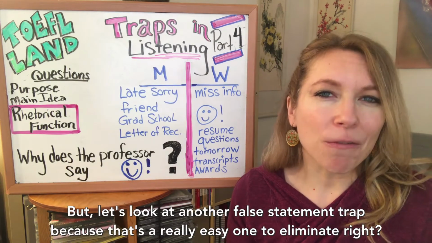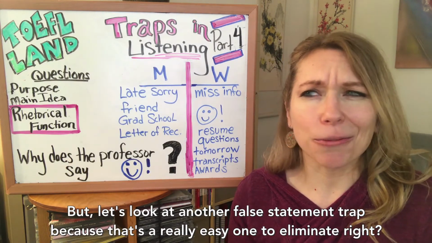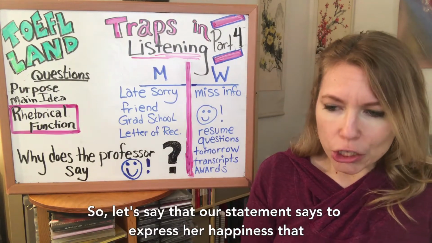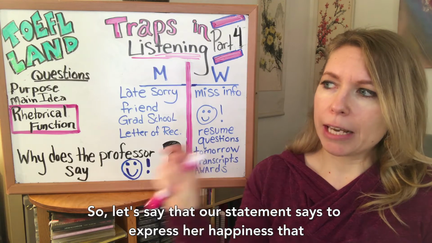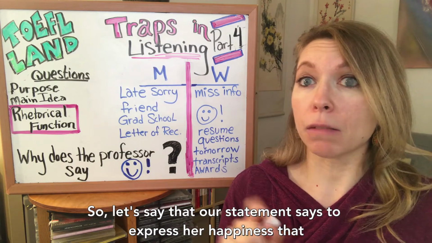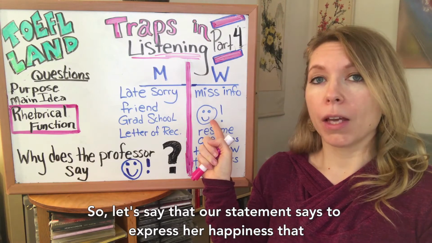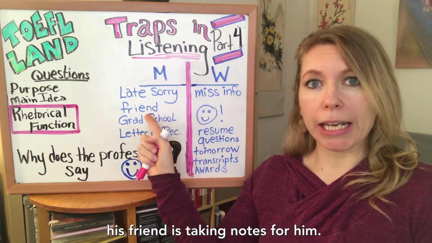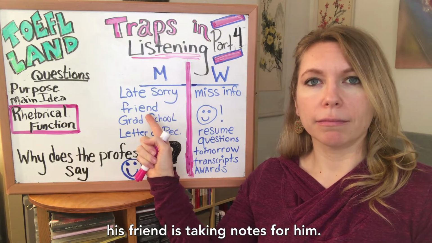But let's look at another false statement trap, because that's a really easy one to eliminate, right? So let's say that our statement says, to express her happiness that his friend is taking notes for him.